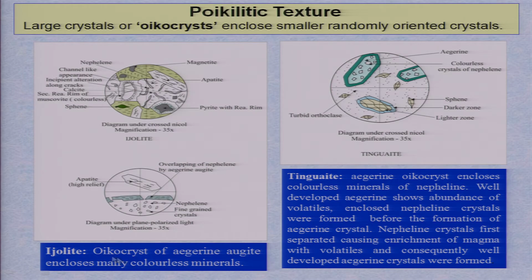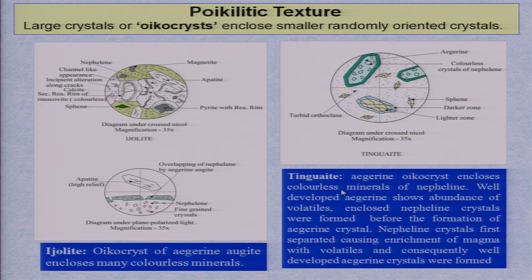I am citing an example of aegirinite. Aegirinite is also a variety of igneous rock which contains oikocryst of aegirine-augite, which encloses many colorless minerals. This is actually aegirine-augite and it contains many colorless crystals here.